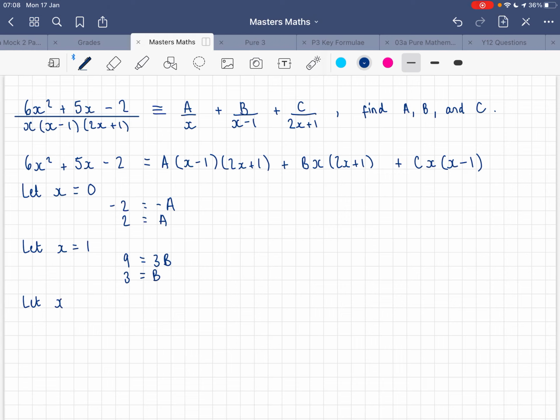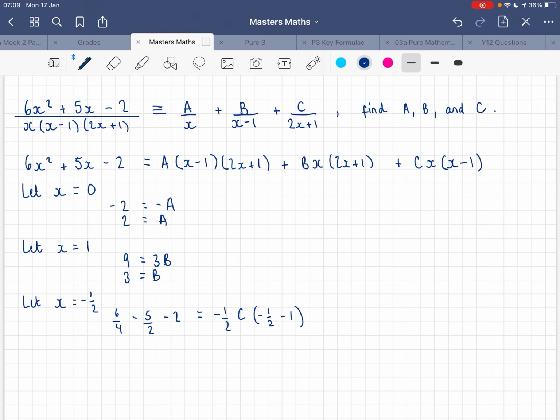And then last one, let x equal negative a half, to cancel out all of the 2x plus 1 brackets. Yeah, so I get, it's too early in the morning to do this in my head. Negative a half squared is 1 over 4. So I have 6 over 4 minus 5 over 2 minus 2 is equal to negative a half c, negative a half minus 1.